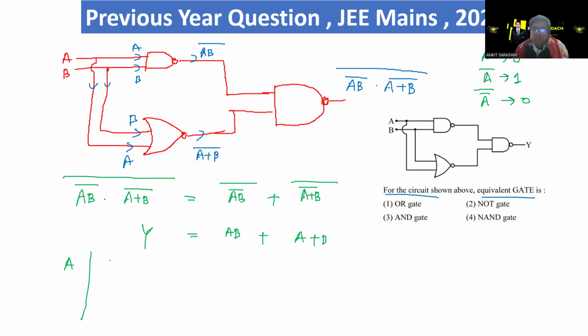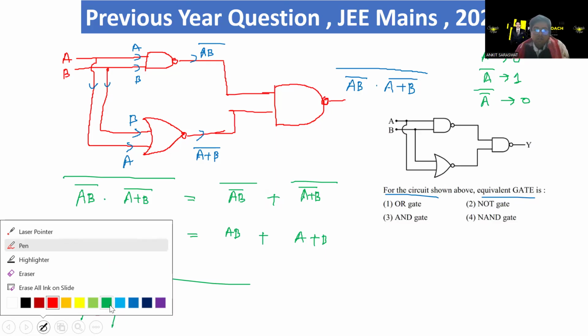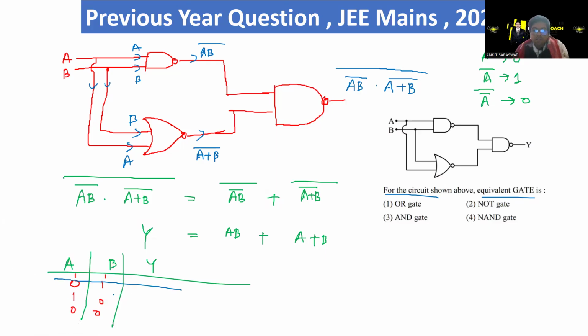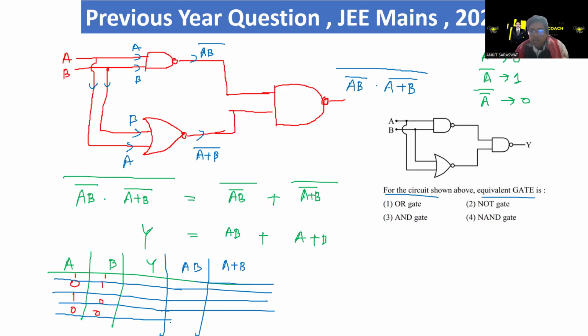Now you can draw A, B and Y. You can take 0, 1, 1, 0, 0, 0 and 1, 1. The final output will be Y equals AB plus A plus B. So you can calculate AB, and you can calculate A plus B for your information. Then you can easily get Y.